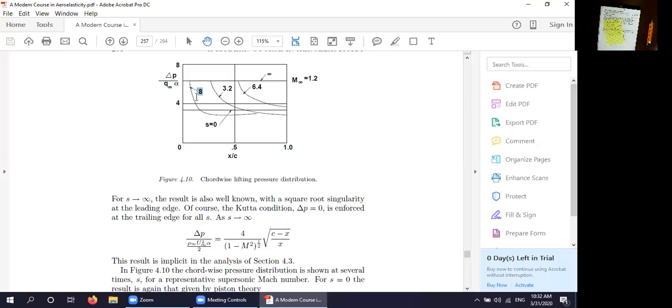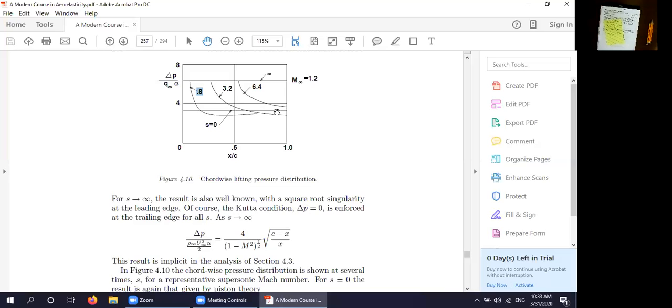However, at intermediate times, this is a time of 0.8, 3.2, 6.4, the pressure differential can change. For example, at 0.8, it's a constant up to this point, and then it drops down here, and then it varies like this along the chord. So the pressure distribution along the chord as time is evolving can vary quite a bit, okay? Particularly at this Mach number. Although, interestingly enough, at very large and very short times, the pressure distribution along the chord is a constant.